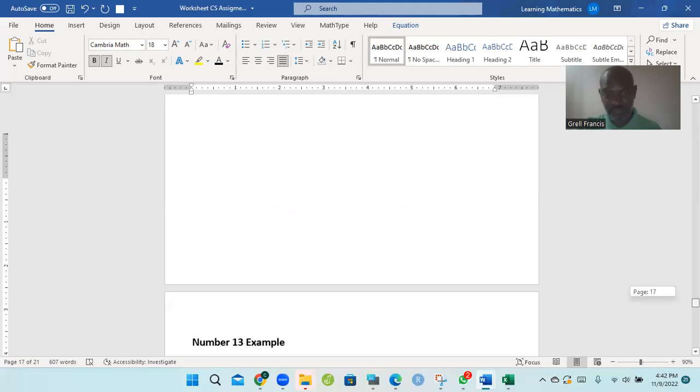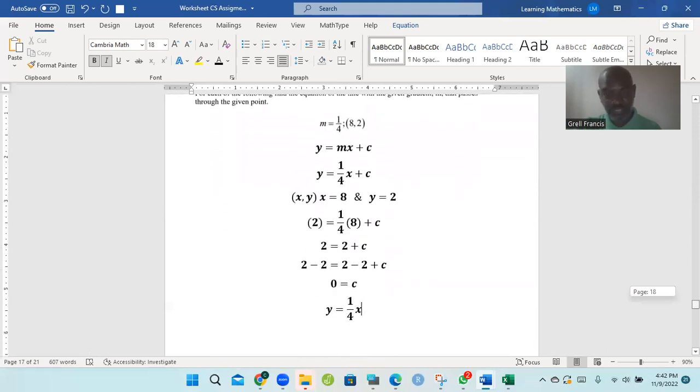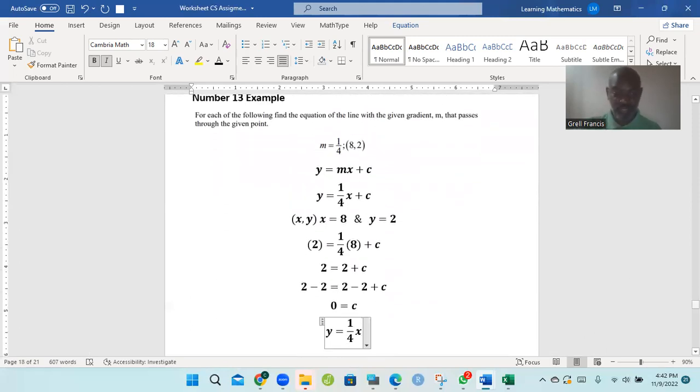Negative gradient. But here now the gradient is a little bit gentle and it's going up. So 1/4, 1/4. Okay, that's the definition of gradient. Very important.